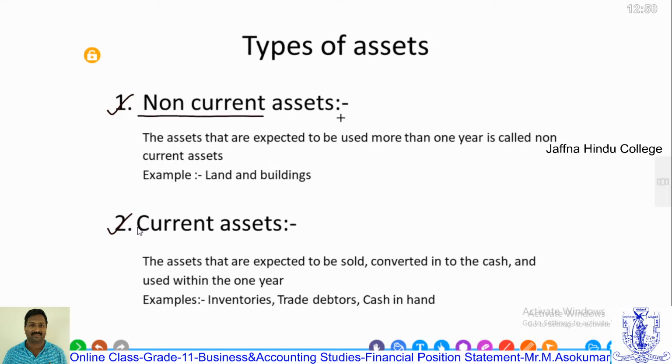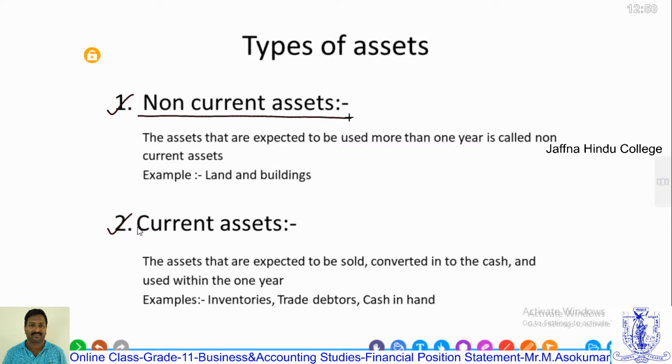Non-current assets means the resources expected to be used more than 1 year. Whether an asset is current or non-current is categorized based on a timeline, and 1 year is considered as the time criteria. Based on this time, the assets expected to be used within 1 year are called current assets.